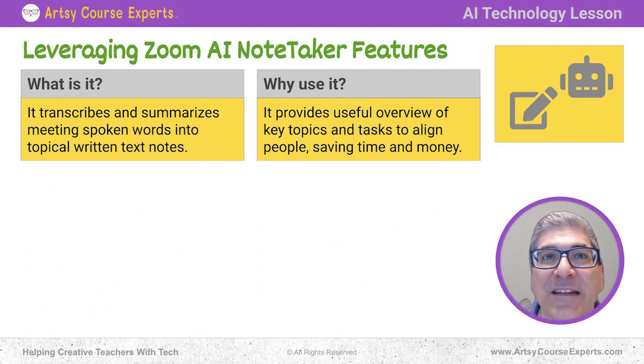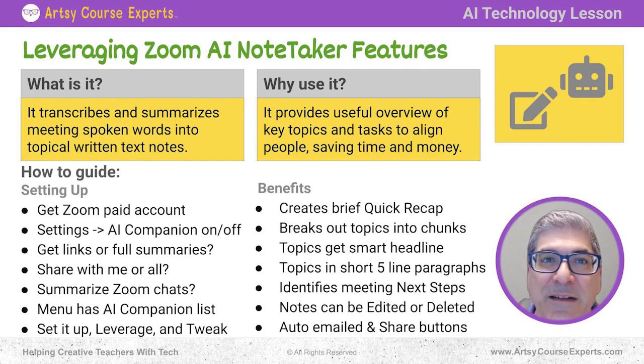All right, so let's get into a how-to guide. First, we'll talk about setting up, and then we'll talk more about the benefits that we get from setting it up. So first, in order to use the Zoom AI note-taking features, you need a Zoom paid account. Any of the tiers will work. Now, by default, the AI note-taker is turned off. So you have to go to Settings, AI Companion, and turn it on. So that way you can start accessing all the AI companion features.